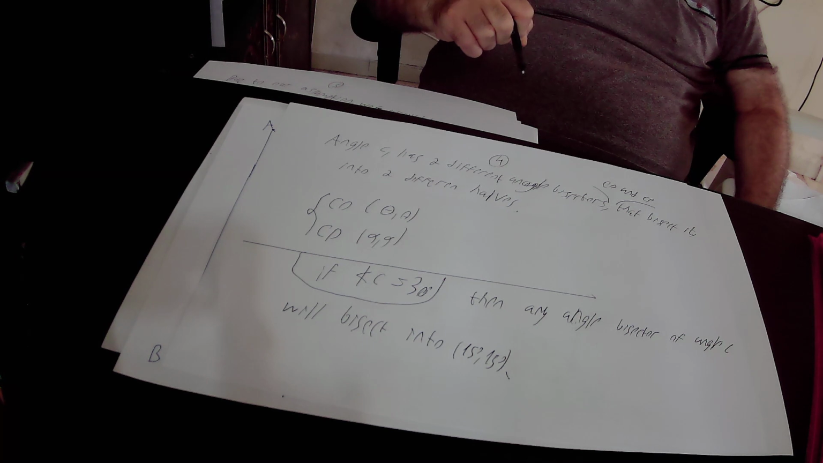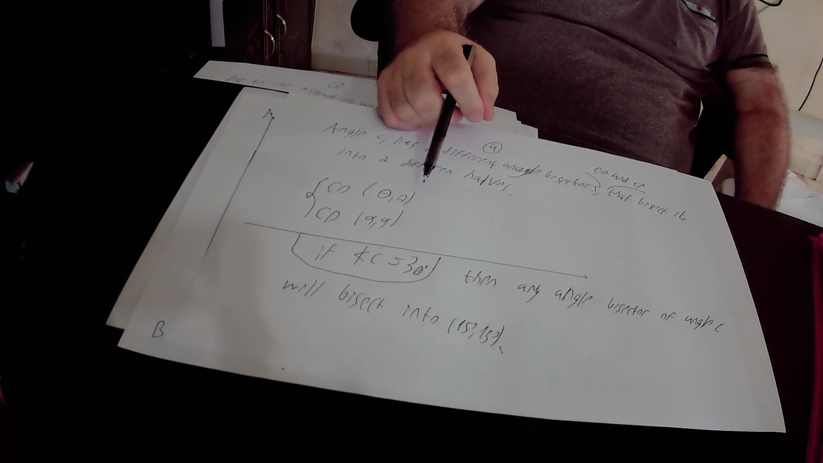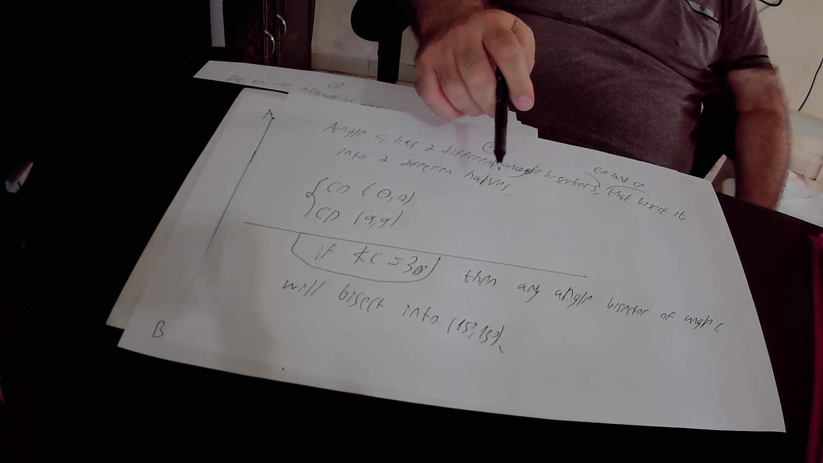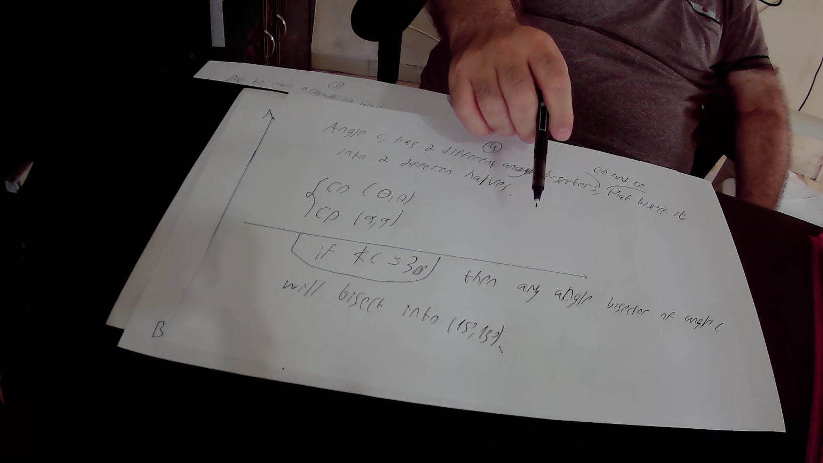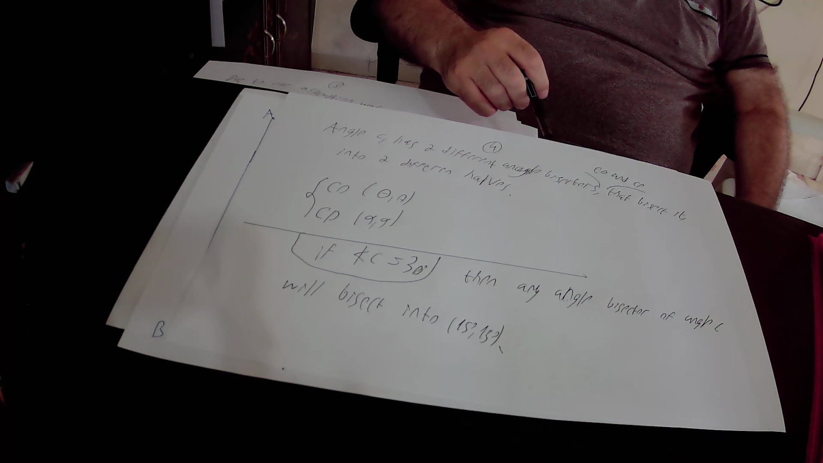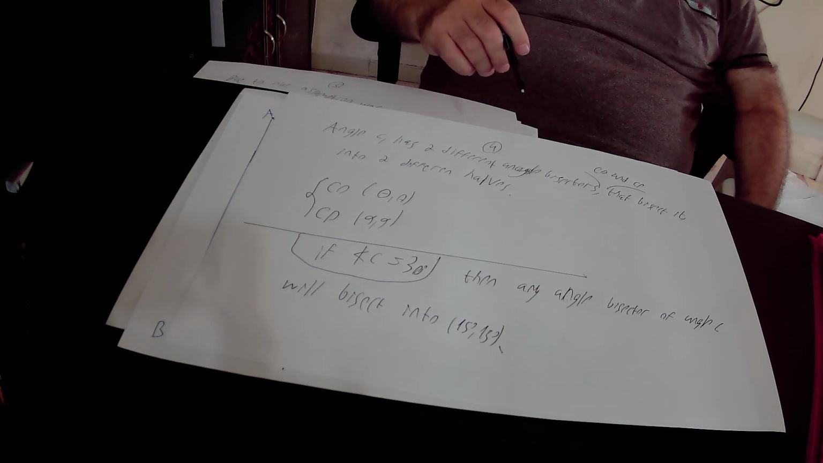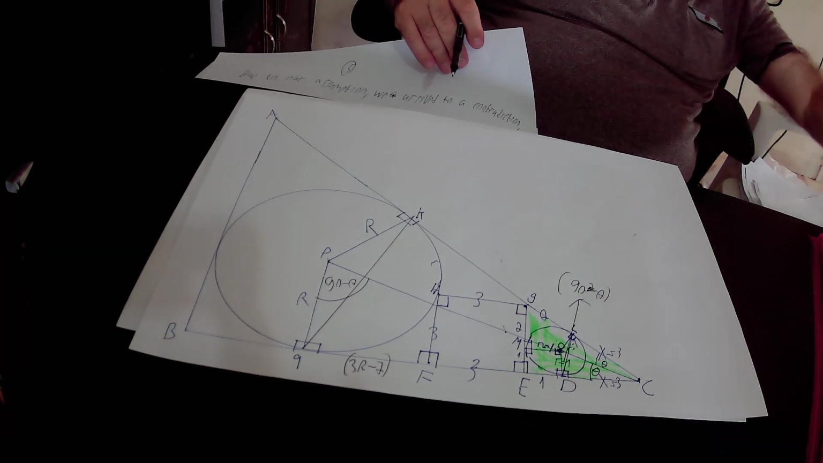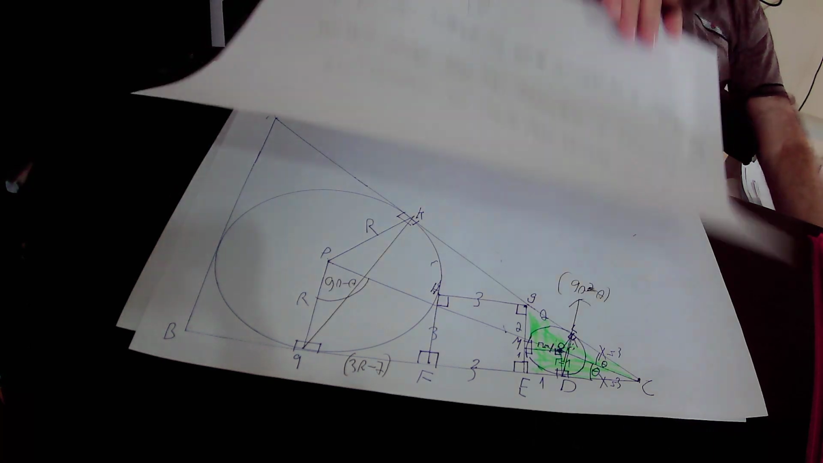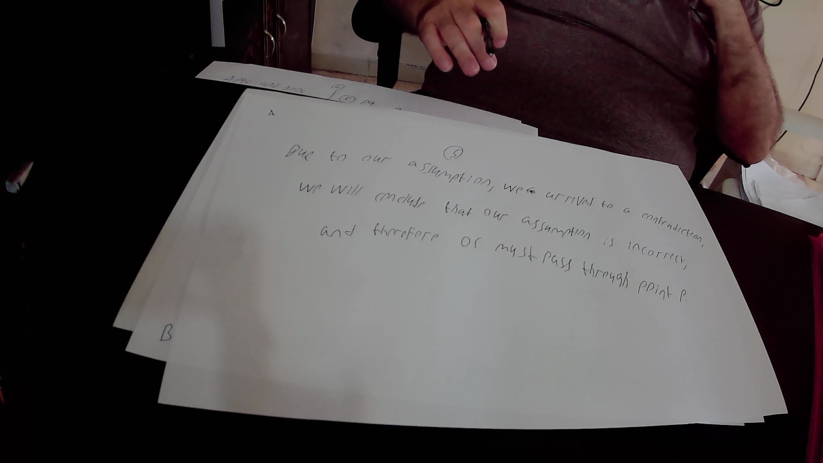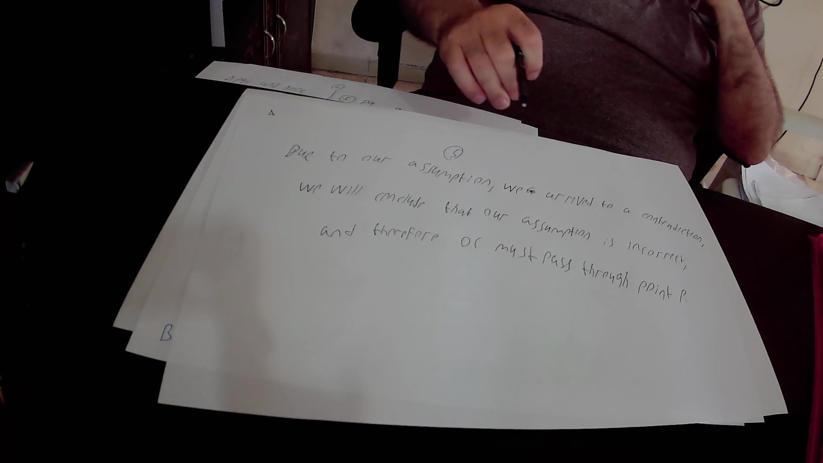Because if angle C is equal to 30 degrees, then any angle bisector will bisect it only into 15 degrees and 15 degrees, and not into any other two halves. Okay? So, due to the contradiction, we conclude that our assumption that CO doesn't pass through point P is an incorrect assumption. Therefore, we conclude that CO must pass through point P.